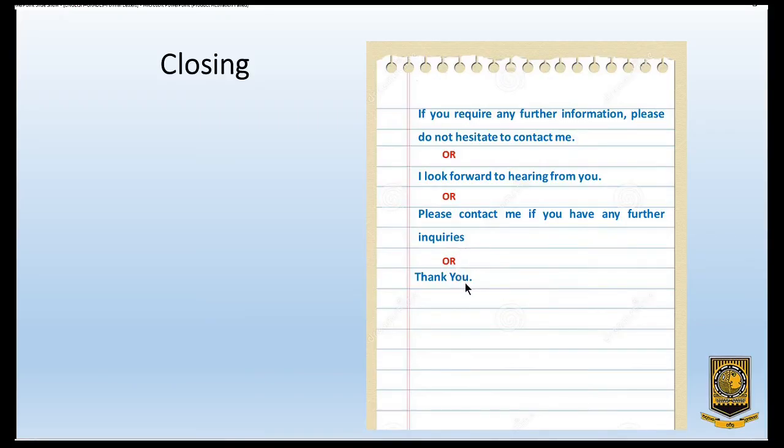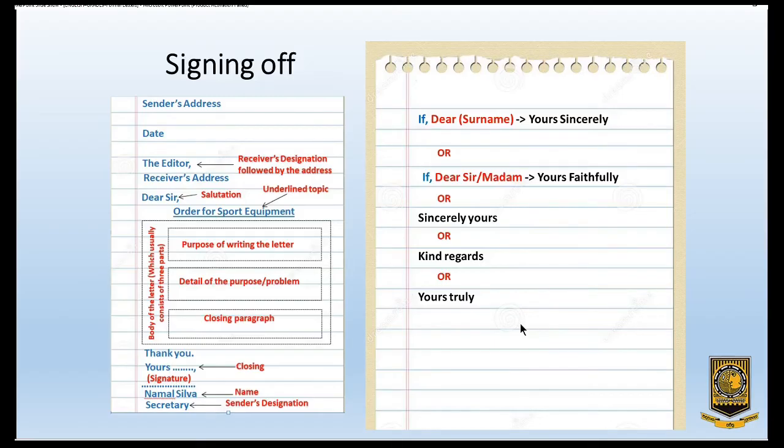Then at the end, you have to write thank you. The closing paragraph should end with saying thank you. This is compulsory. This is very urgent. Okay. Signing off. This is this part. See, thank you. These are the three paragraphs as I told you earlier.